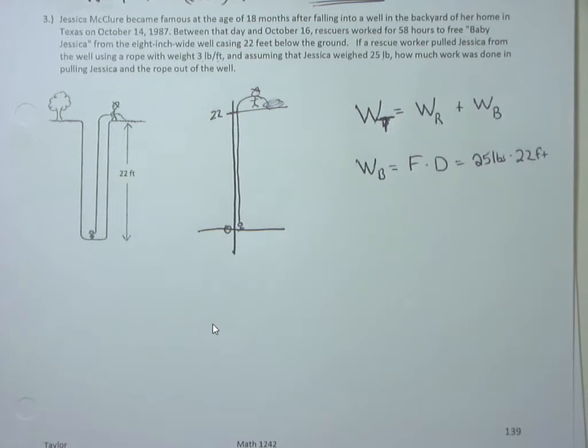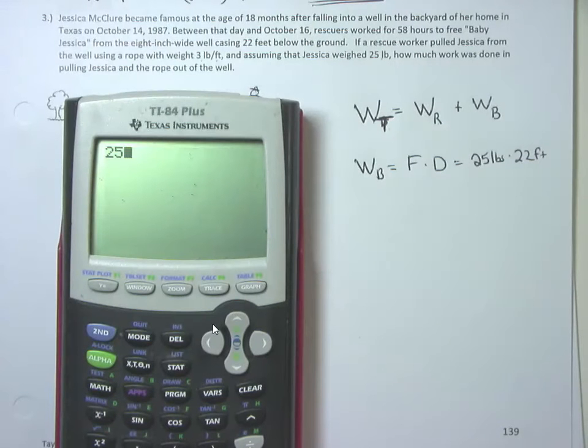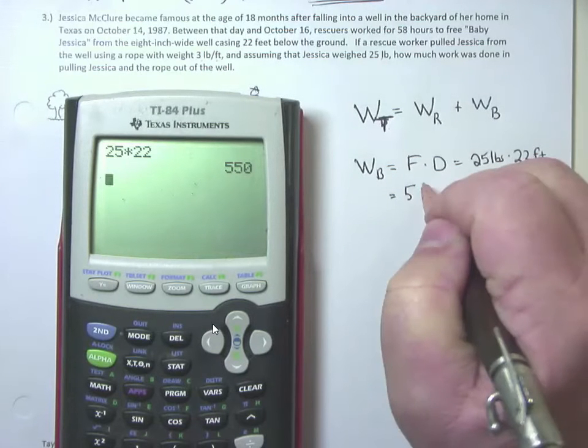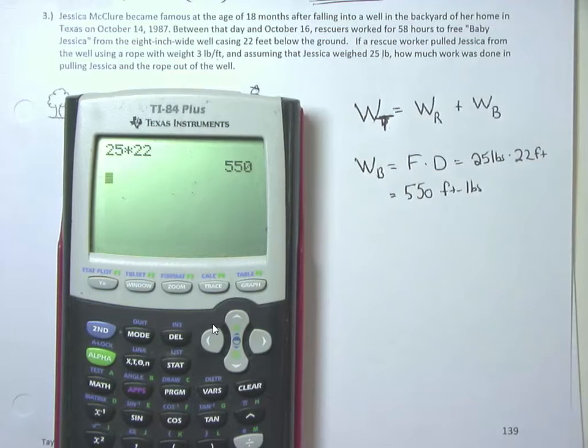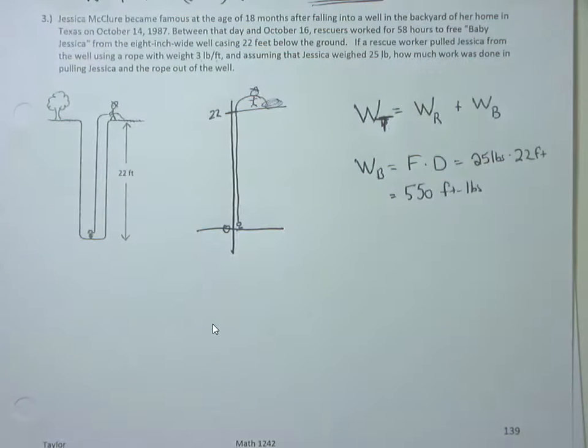Does that make sense? So, grabbing my handy-dandy calculator here, that pretty much is straightforward math. 25 times 22. That's the easy part. So the work to get the baby out of the well was 550 what? Foot-pounds. Does that make sense? The real calculus comes in. It's not the baby, it's the rope.